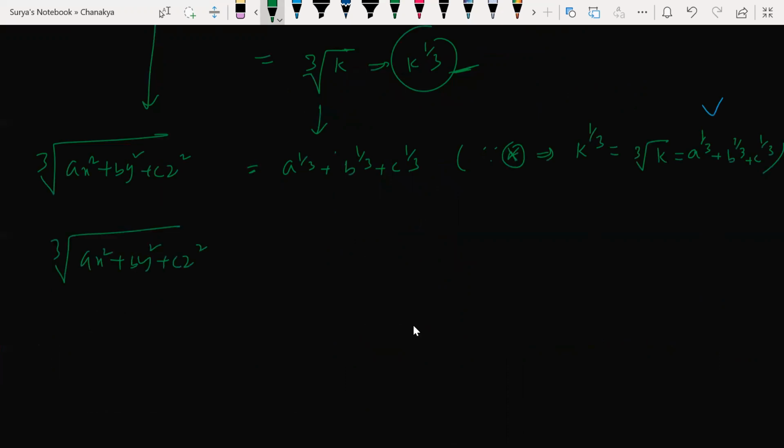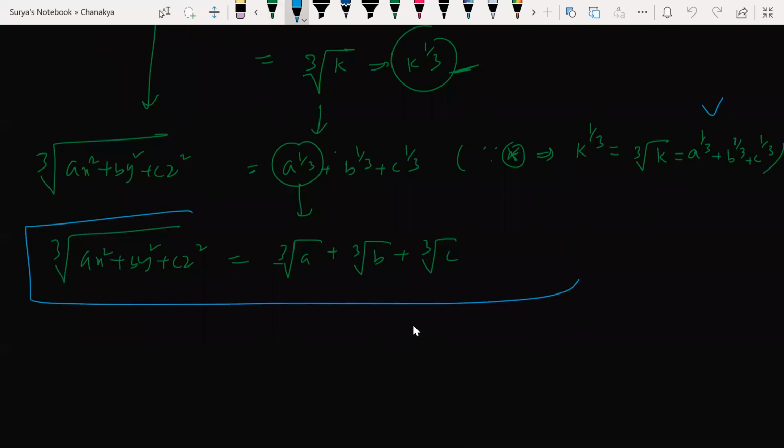Now let me write this as cube root of ax square plus by square plus cz square. Zoya, got it? This can be written as what now? A to the power 1 by 3 can be written as cube root of a, or not? Plus cube root of b, or not? Cube root of c, or not? This is how I can prove this. LHS is equal to RHS. Any doubts?